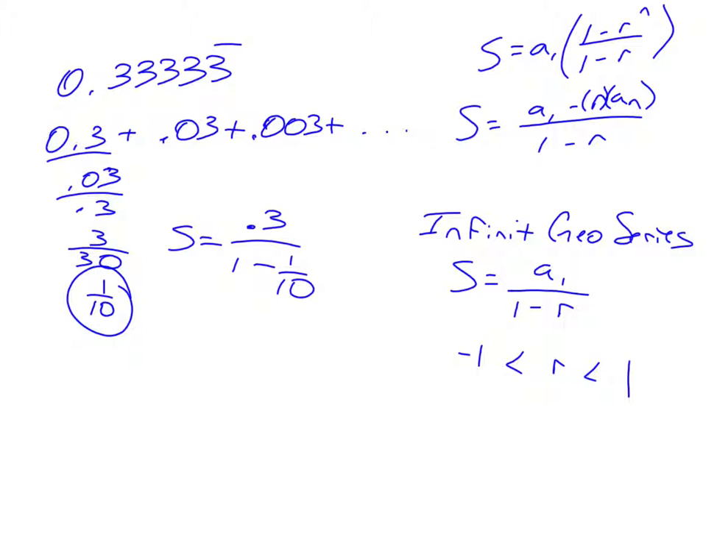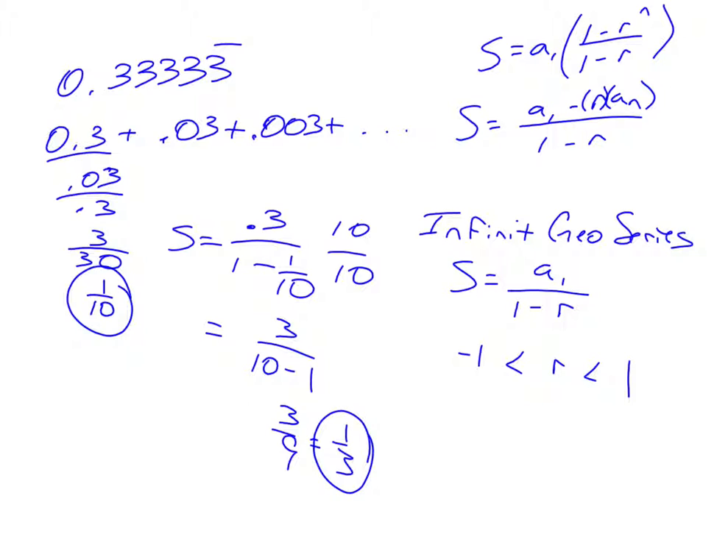Alright, what do we want to do next? Multiply by 10. So that gives me 3 on the top and 10 minus 1 on the bottom, which gives me 3 over 9, which is 1/3 like we said it was supposed to be. So it does not seem to make sense that you can find the sum of an infinite geometric series, but that right there proves that you can. Okay, yeah, it's messed up. Alright, one more example and then we're done.